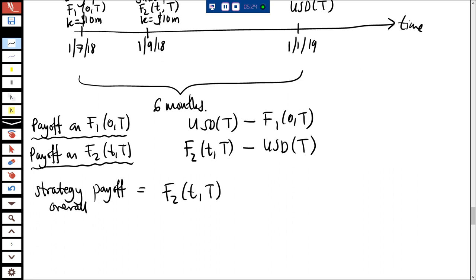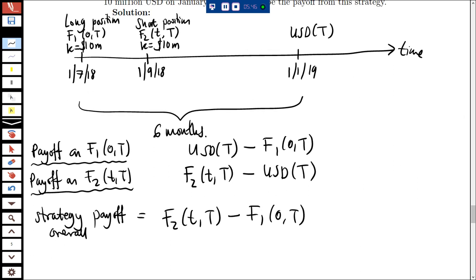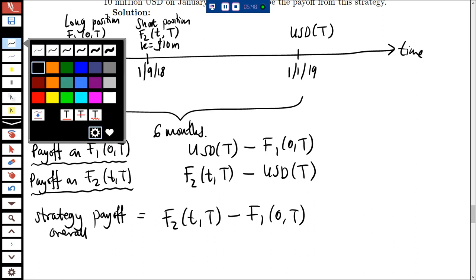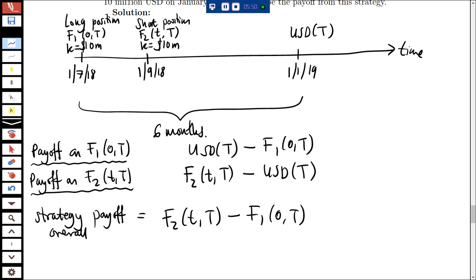the value of the second future, take away the value of the first future, and beware of the time differences here. The second future is from time T up to big T, and the first future from 0 to the expiry big T. So there you go. The payoff strategy, by my calculation, is given as follows.